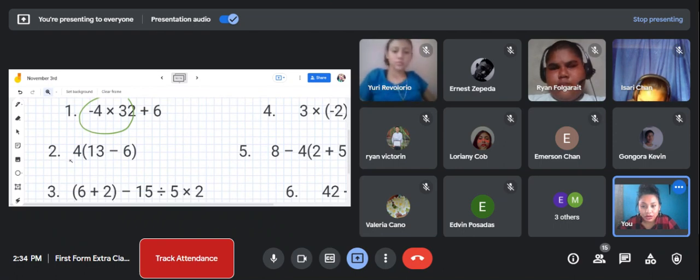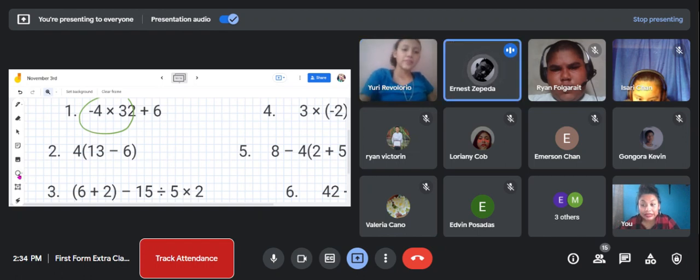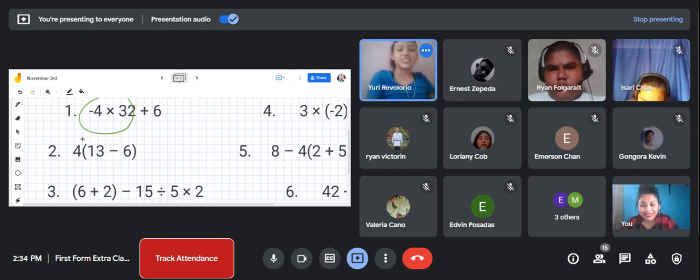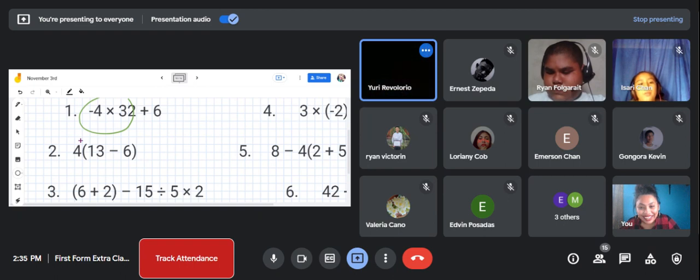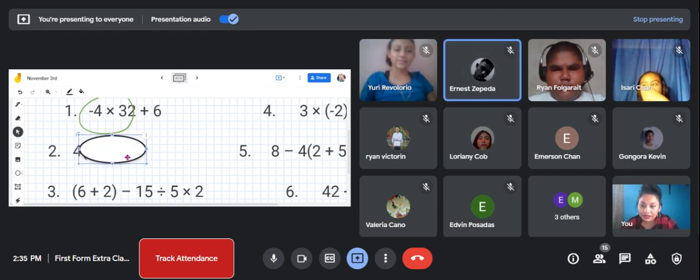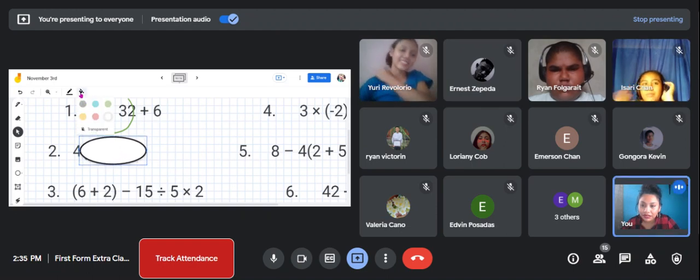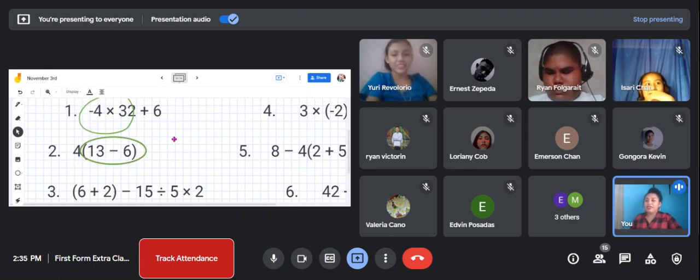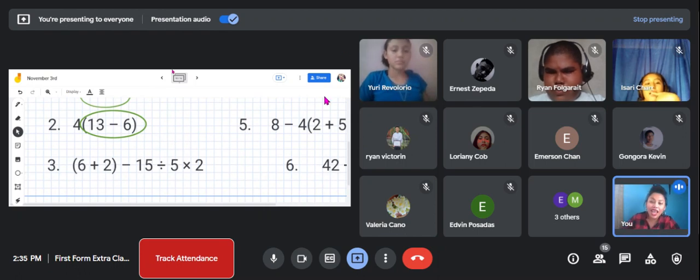Next. Parenthesis first, miss. Everything in the parentheses: 13 minus 6, miss. Then you will multiply by 4. Right there. That is what you're going to be circling, the parentheses and everything in the parentheses. Don't just circle the first bracket and then the second bracket. Everything, right? One big circle around all of that.